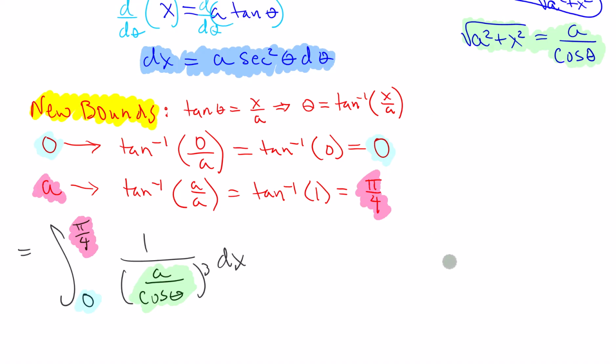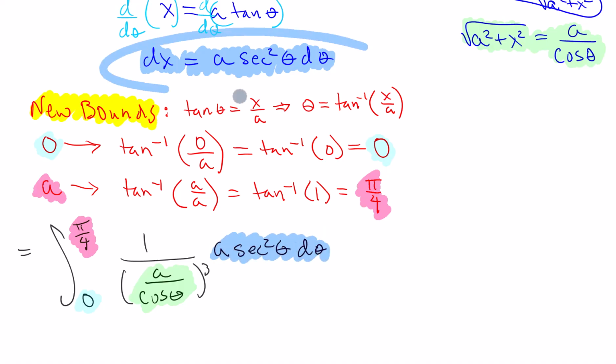So we replaced our root with that expression. But then also dx we need to replace, so let's do that as well. I'm going to erase the dx and rewrite that instead as secant squared theta d theta. And again, that comes from something we knew earlier, which I will highlight in the same color, a secant squared theta d theta. We had already figured out that replacement for dx.